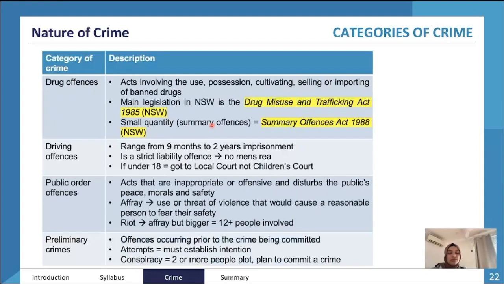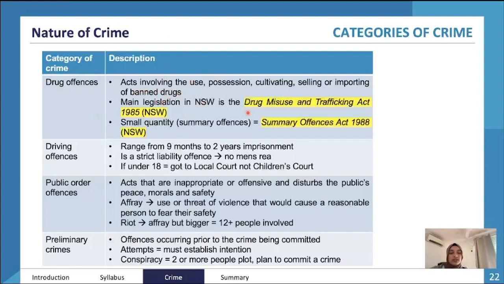Drug offences, so there are a couple of things to keep in mind. This is really important when you think about drug offences: it can be either one or multiple of these. Use, possession, cultivating, selling, or importing. If you're caught doing any of these, you will fall under the category of having committed a drug offence, right? So any of these or multiple of them. And remember, they have to be banned drugs, because even technically Panadol is a drug as well, but that's obviously a legal drug. Banned drugs, right?